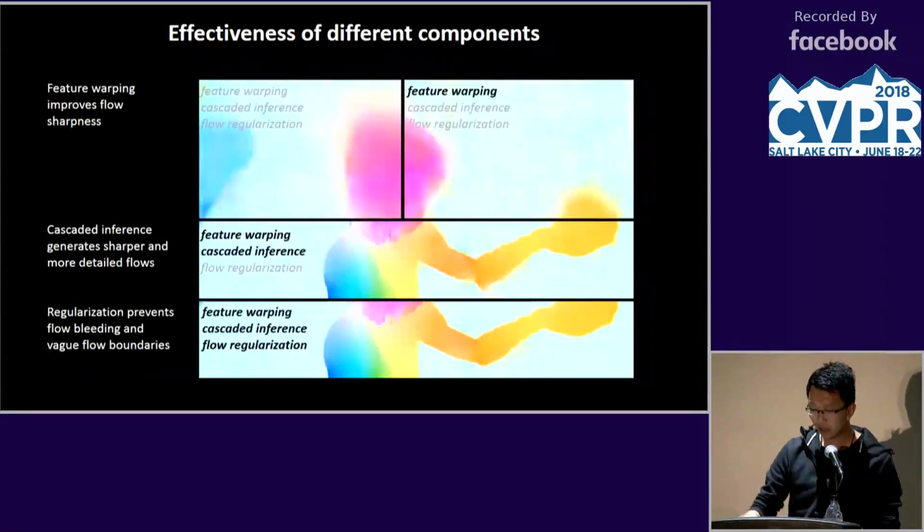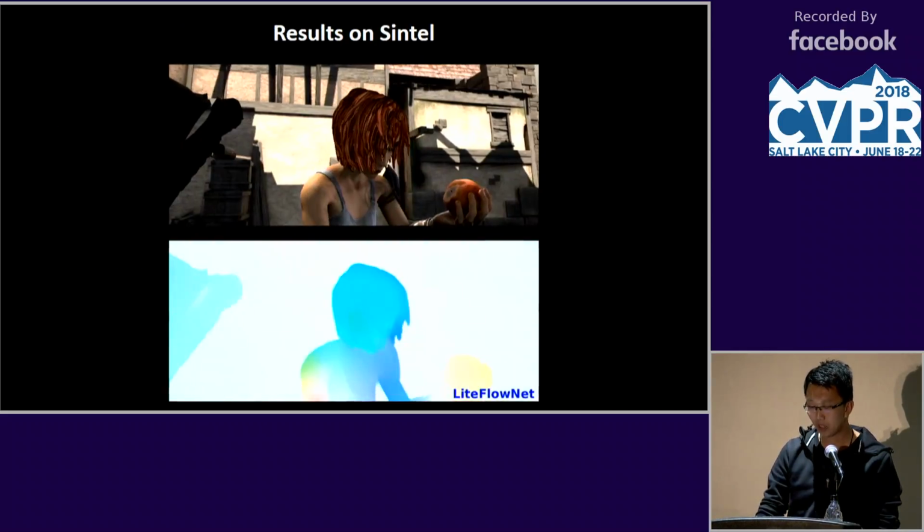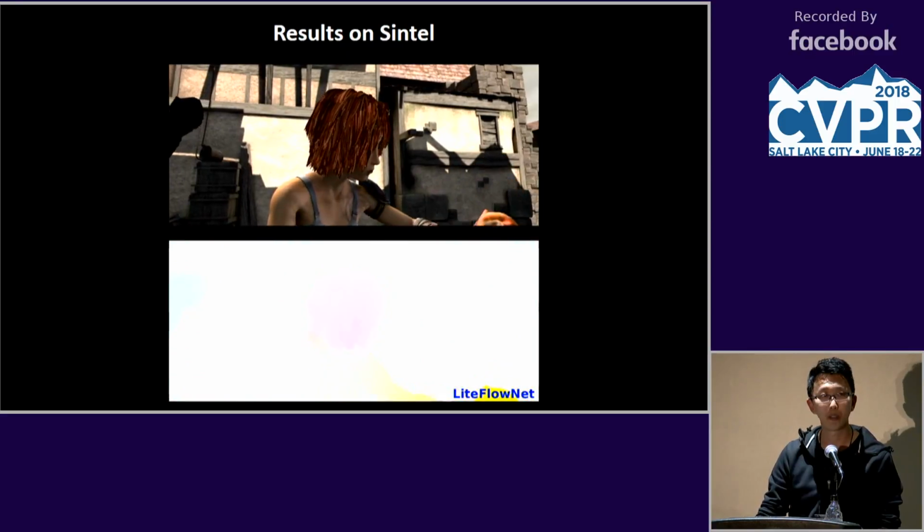So this figure summarizes the effectiveness of different components in LightFlowNet. Feature warping addresses the problem of large flow displacements, cascaded inference provides further performance to generate sharper and more detailed flows, and regularization helps to alleviate those weak flow boundaries. So this is a short clip to showcase the performance of LightFlowNet.